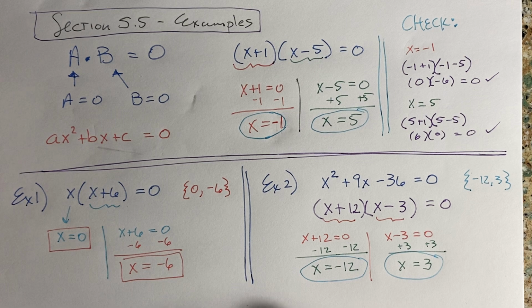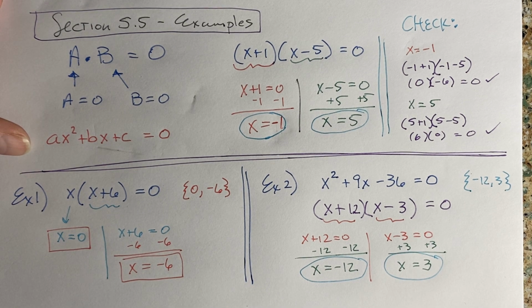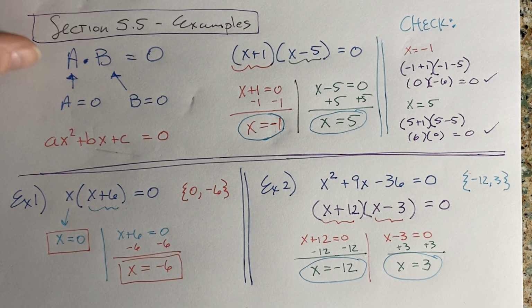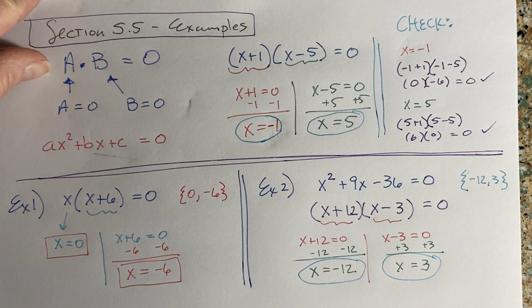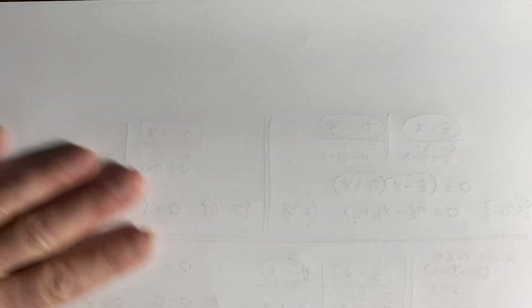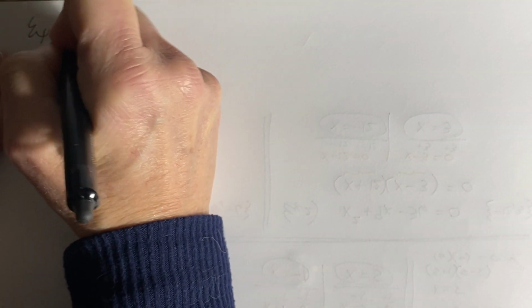All right, let's look at another example. Let's see if I turn this paper over, not to waste paper. Yeah, it's going to show through. All right, let's try it. Okay. Example 3.